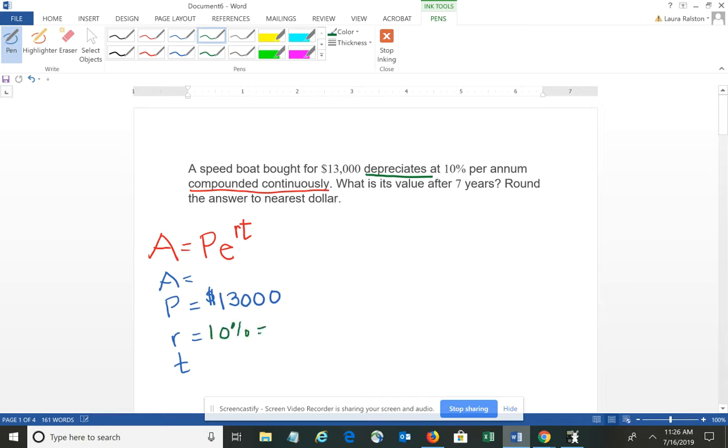10%, which we need to convert to a decimal. So we do 10 divided by 100, and it's 0.10. And the fact that it depreciates means it's going down, and we indicate that mathematically using a negative. So the fact that it depreciates is what clues me in that my rate is negative, because the value is going down. And then the question says, what is the value after 7 years? So my time is 7.